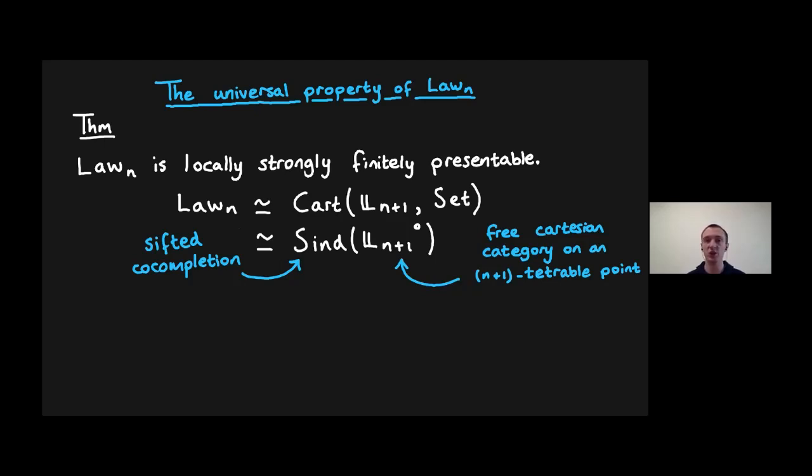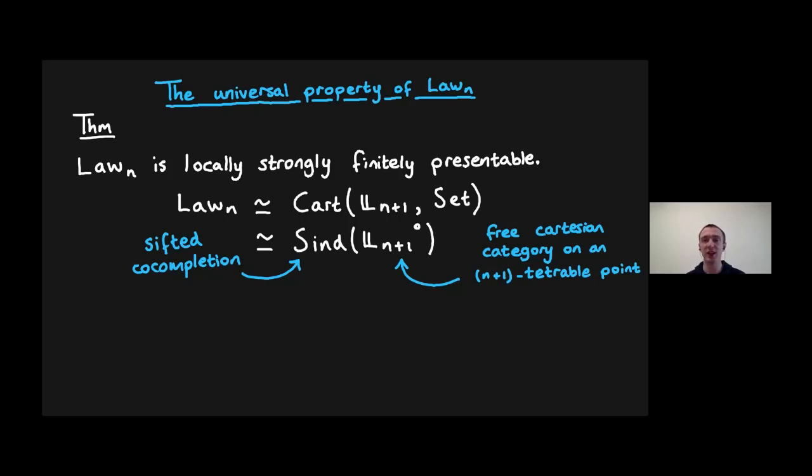And the idea intuitively is that this category of nth-order algebraic theories can be built up out of colimits from some small co-Cartesian category, so a category with finite coproducts. So the idea is that really this category is very well behaved and that it's glued together out of much smaller things. And it turns out the co-Cartesian category that generates the category of nth-order algebraic theories is this category we saw before. It's the free Cartesian category on an n+1 tetrable object.